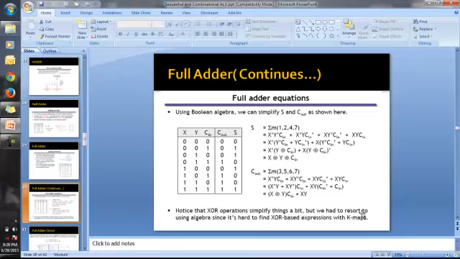Then we will be deriving the Boolean expressions. So finally S is equal to x exclusive OR of y and exclusive OR of C in. The same way, C out is equal to (x XOR y) C in plus XY.